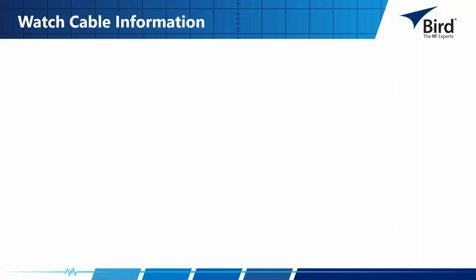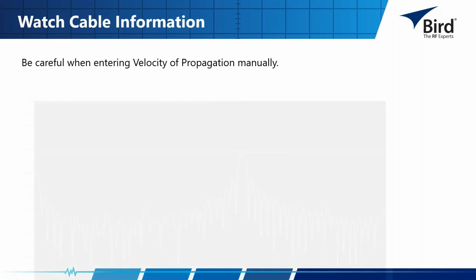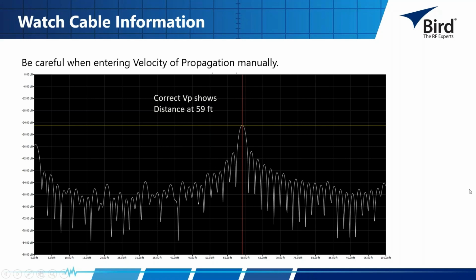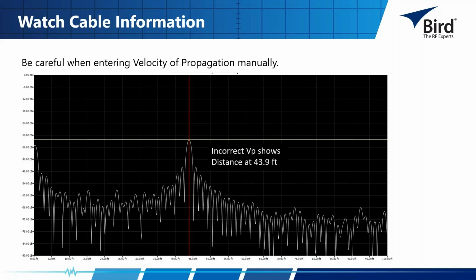Watch your cable information. Remember how I said that the velocity of propagation, if you enter it wrong, it affects the distance? Well, here I have a sweep. My velocity of propagation is entered correctly, and it shows that I have my load at the end of my cable. My distance is at 59 feet. Well, if I go in there and adjust that velocity, and it's incorrect, the distance goes all the way down to 43.9 feet.